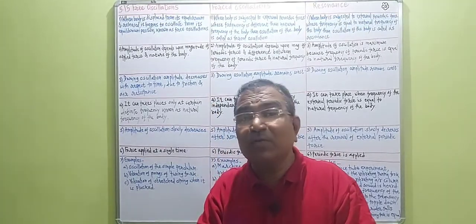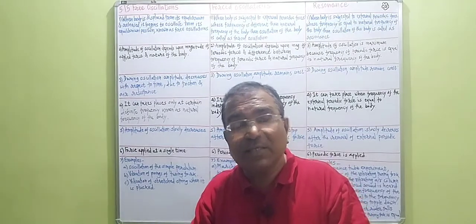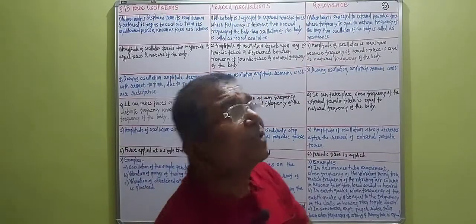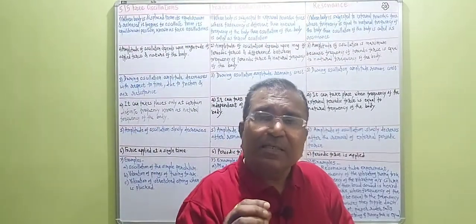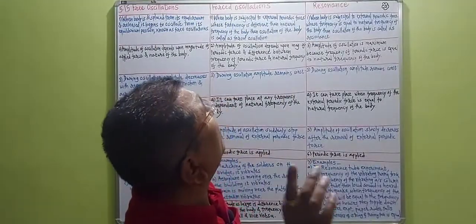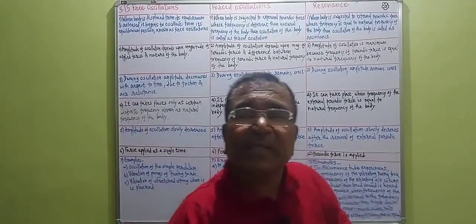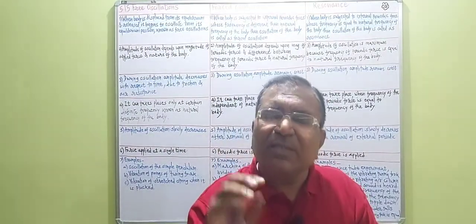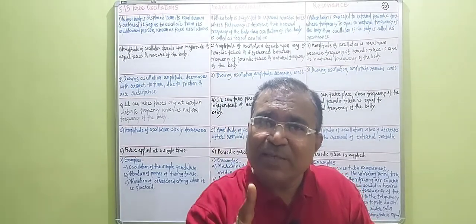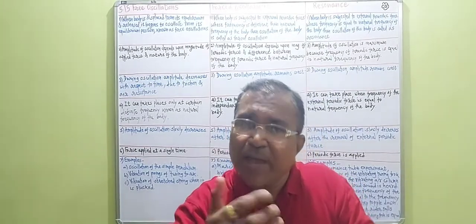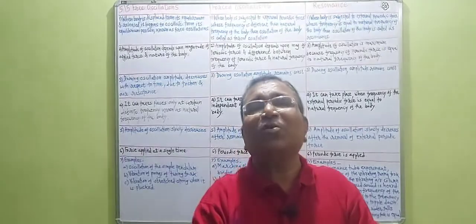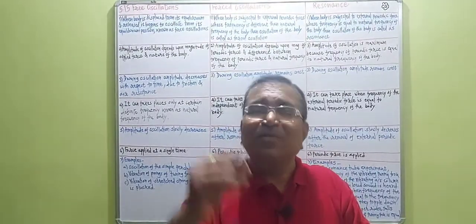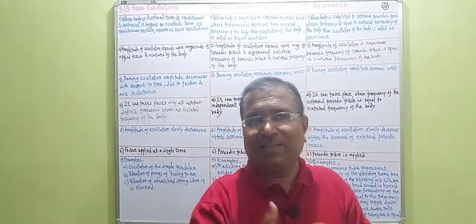But in resonance, what happens? When the body is subjected to an external periodic force whose frequency is equal to the natural frequency of the body, then the oscillation of the body is called resonance. Or in a simple sentence, when the frequency of the periodic force matches the frequency of the oscillating body, the body vibrates with maximum amplitude, and we call it resonance.